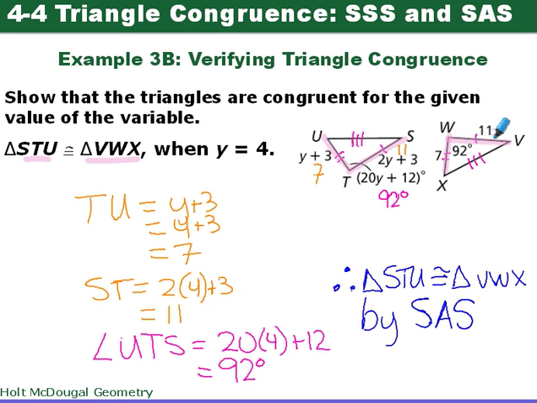And then we had to find our included angle here. And plugging in 4 for y, angle UTS equals 92, which also matches the angle for XWV. There's no y in this one. So by side, angle, side, those two triangles are congruent.